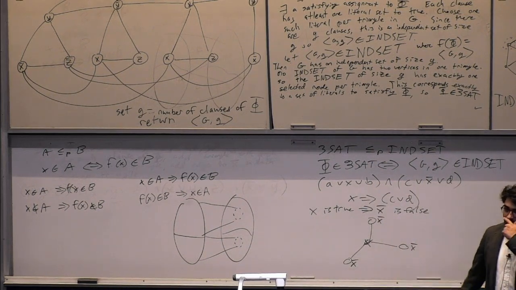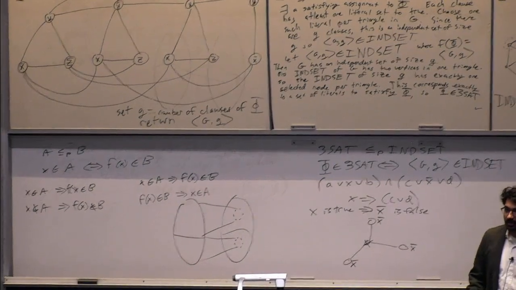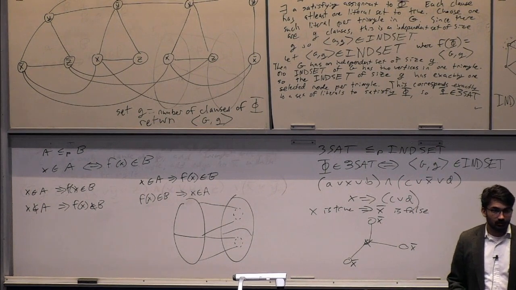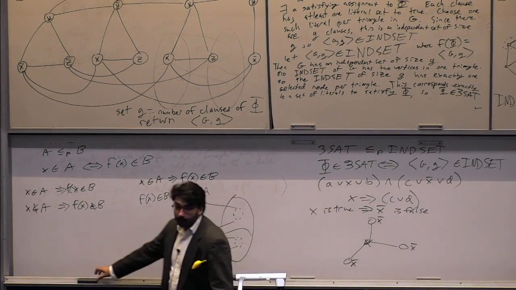Any more questions on the proof? We understand we have an NP-complete graph problem now that'll make some reductions easier. Yes.